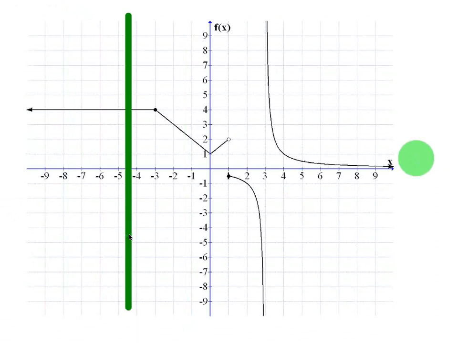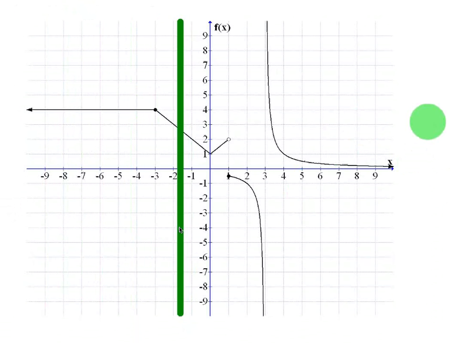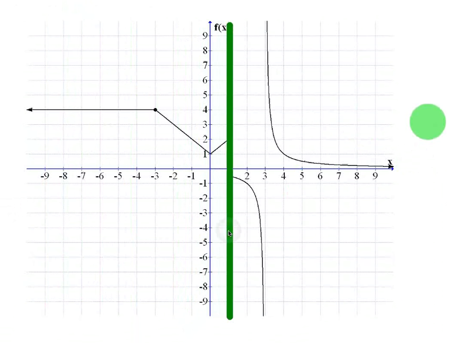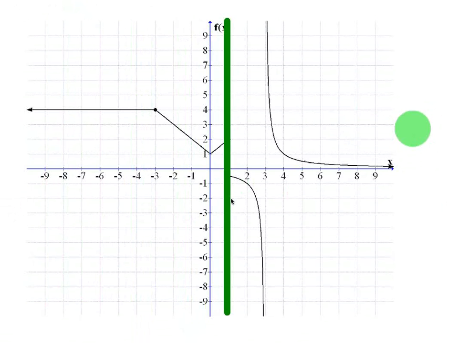Touching once, touching once, touching once. Again, touching right there. Touching once, once, once. Okay, so right here, right there. How many times is it touching? Well, actually, because that's a hole right there, it's actually only touching once. It's only touching down there. It's not touching up there because it's a hole.